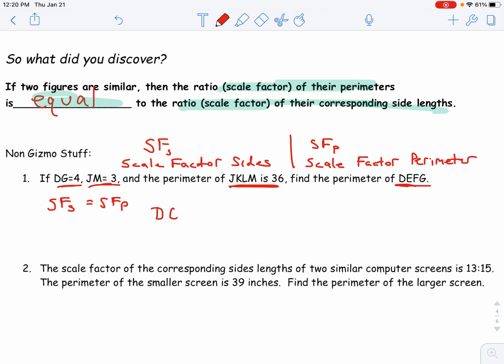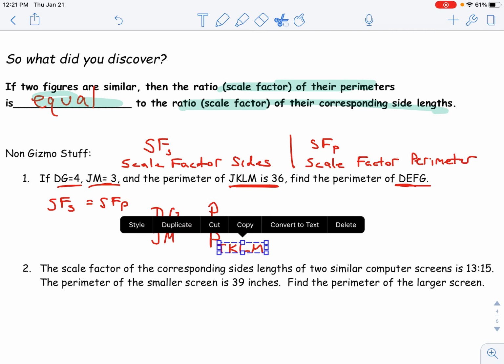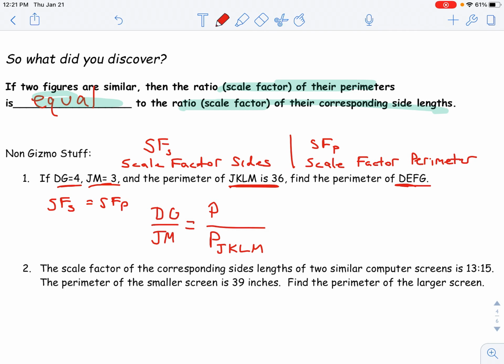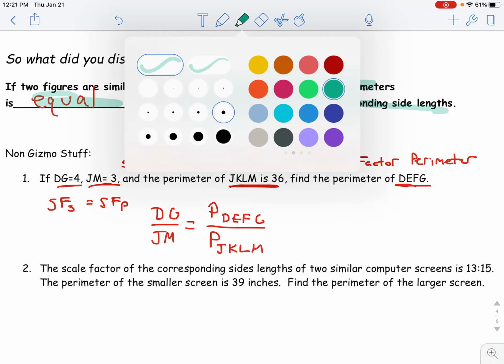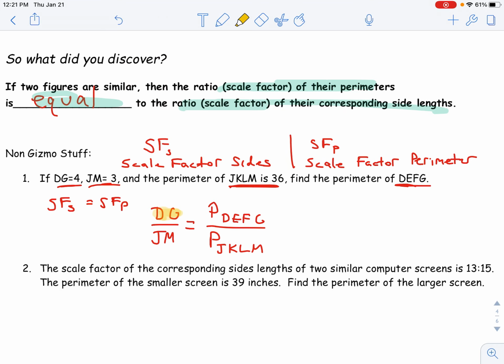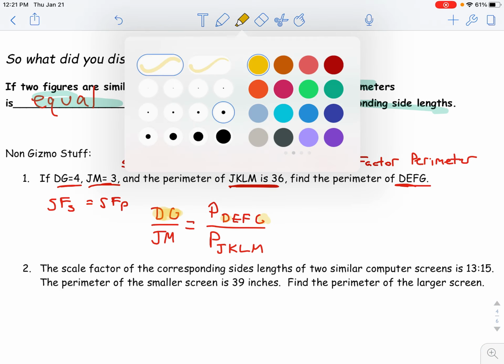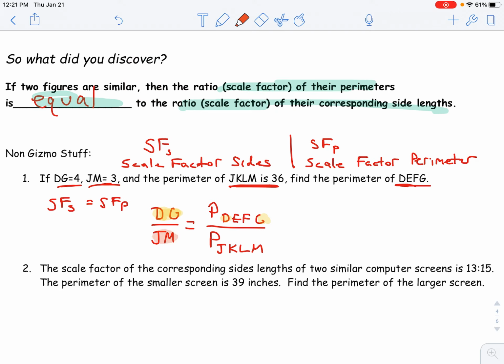So if I just take these two sides, I can say the scale factor of DG and JM should be the same for the perimeter of JKLM and the perimeter, oh, excuse me, I misread. See, this is why it's good to write things. That should have been on the bottom. It's important to be consistent, keep our work organized, so like DG on top, JM on bottom on both of them.